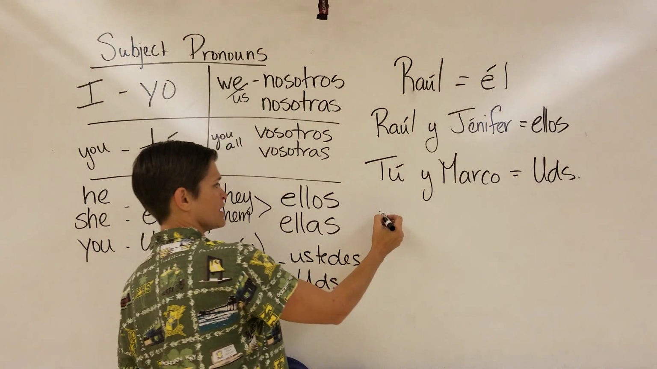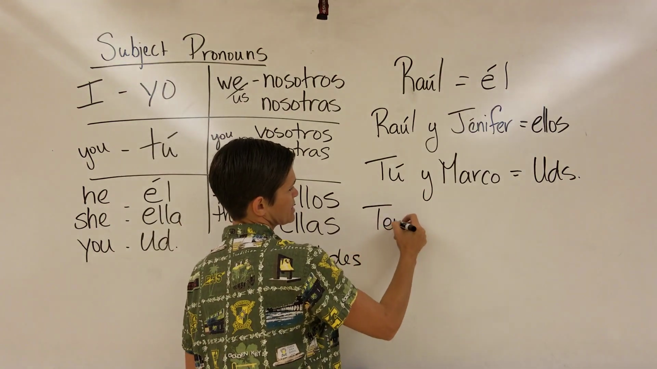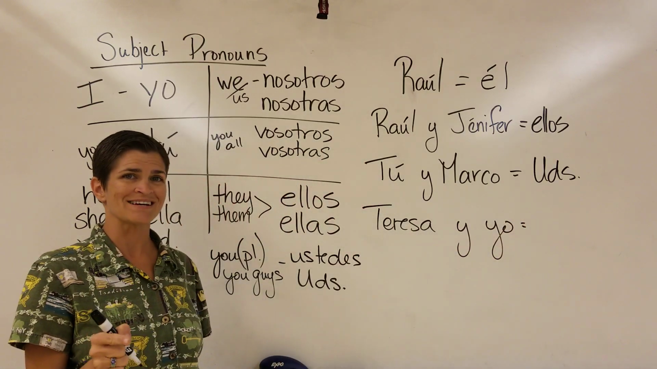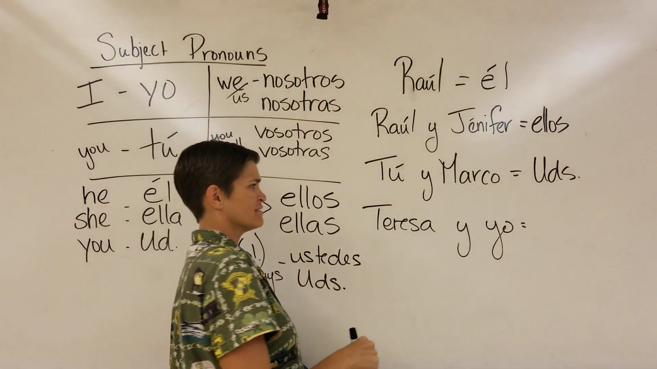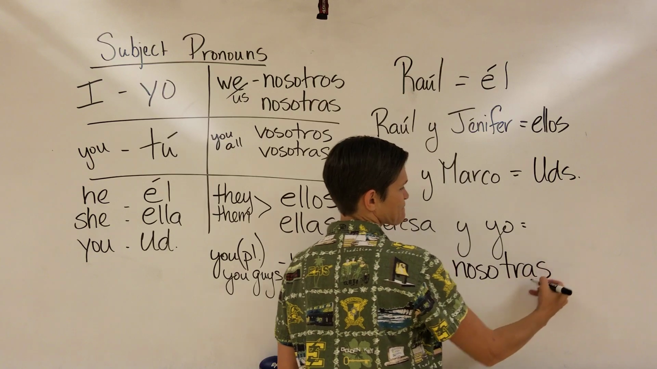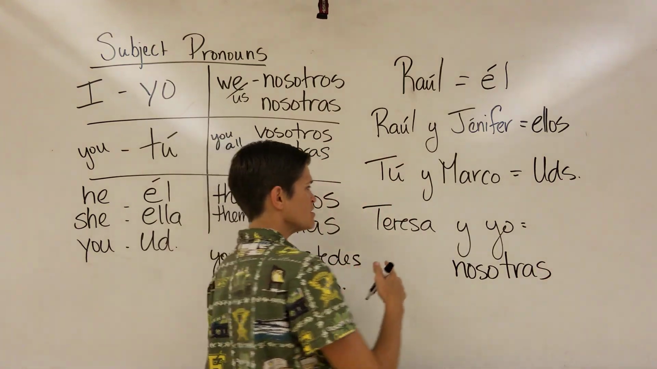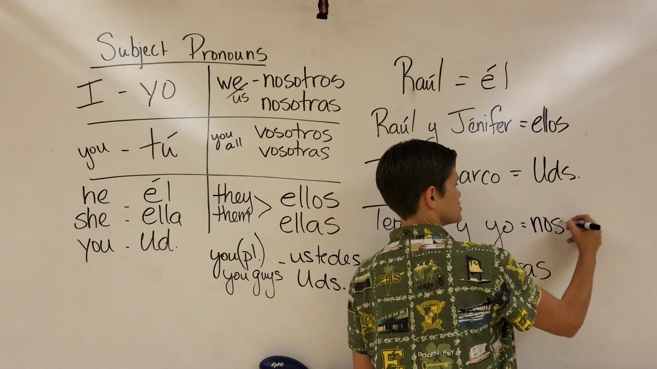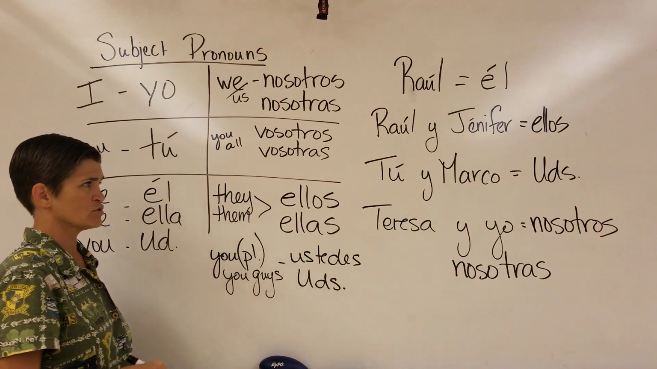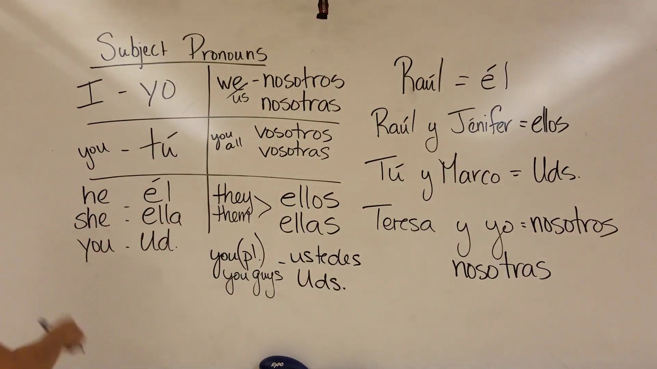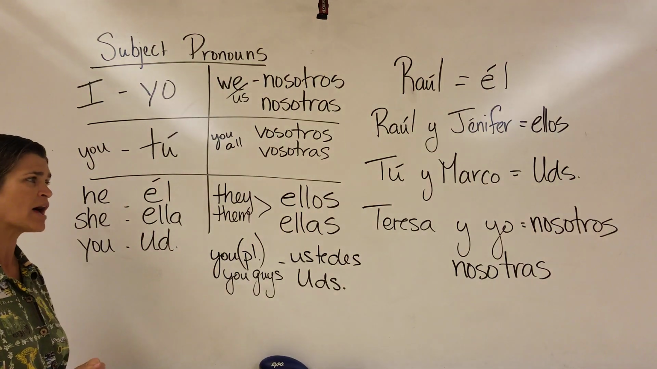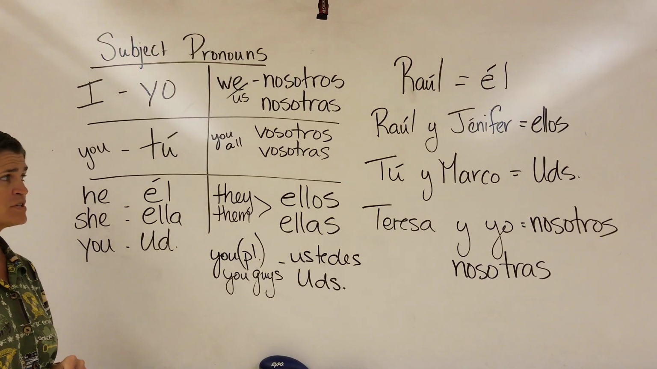And if it's somebody and I, like Teresa y yo, if it's Teresa and I, well, in my case, that would be nosotras, because we're both girls. But if it was a mixed gender situation, then we would use nosotros. But if it's somebody y yo, we're going to use nosotros. And knowing all these subject pronouns and where they belong in this special chart is going to be essential for helping us how to conjugate verbs in the next video.